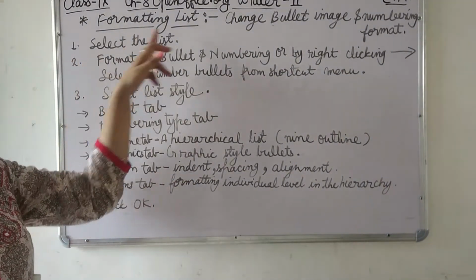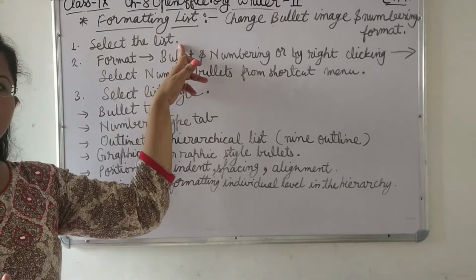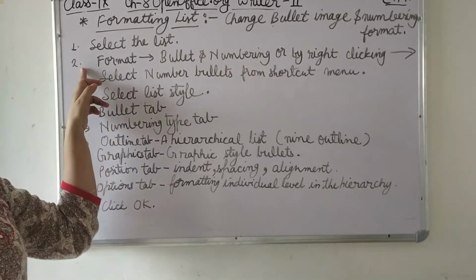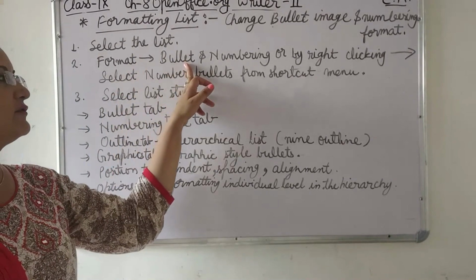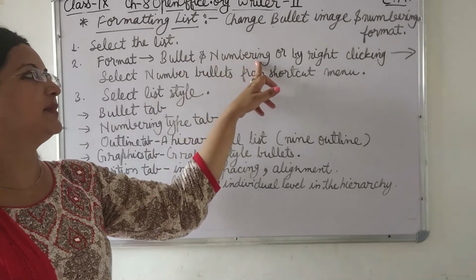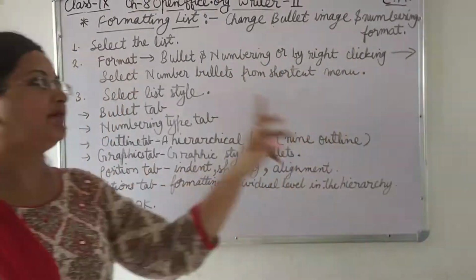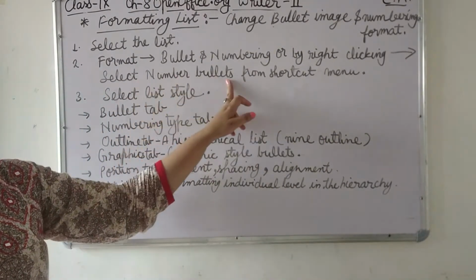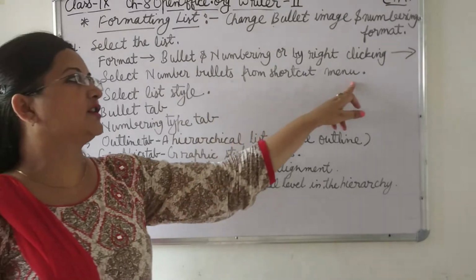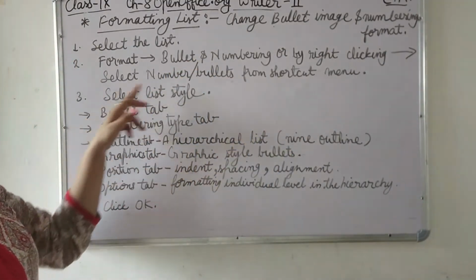So if we want to format the list, then what we have to do? First of all, type the list and select it. Then after that, you have to click on Format in the menu bar and then choose Bullets and Numbering. Or we can also right click it. When we right click, we will get the options and then we can choose numbers or bullets from the shortcut menu.